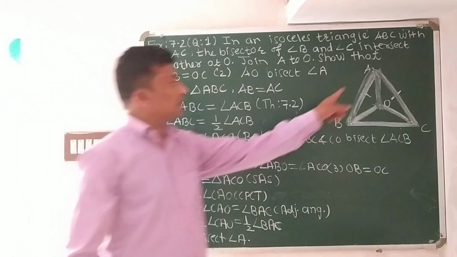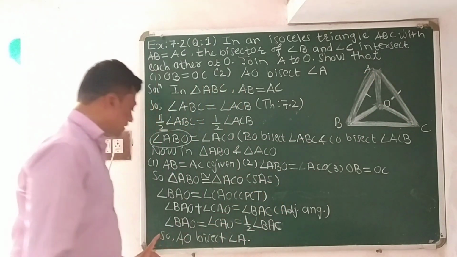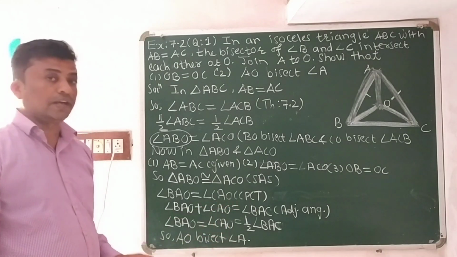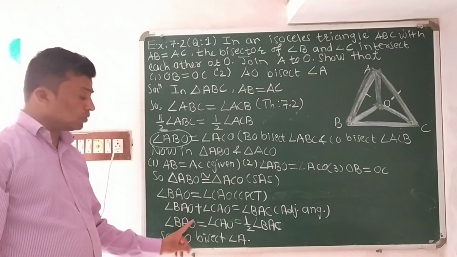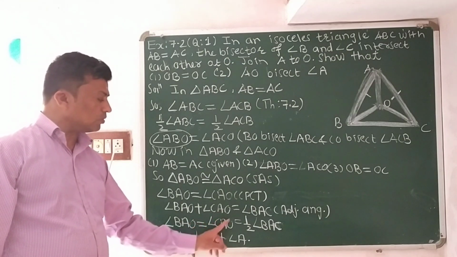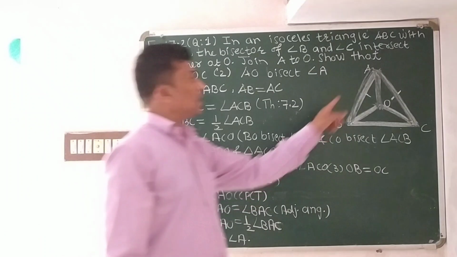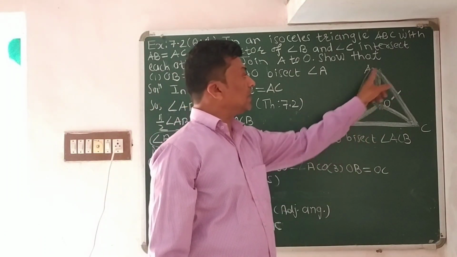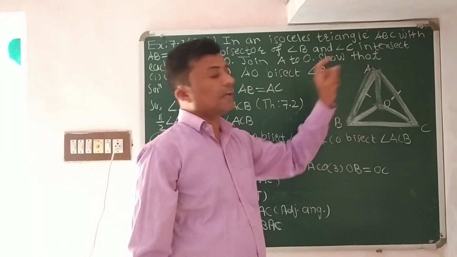So we can say that AO bisects angle A. Why does AO bisect angle A? Because angle BAO is equal to angle CAO is equal to half of angle BAC. So we can write AO bisects angle BAC, or we can say that AO bisects angle A.